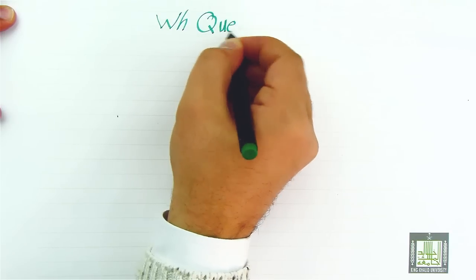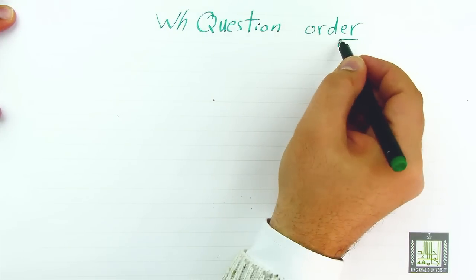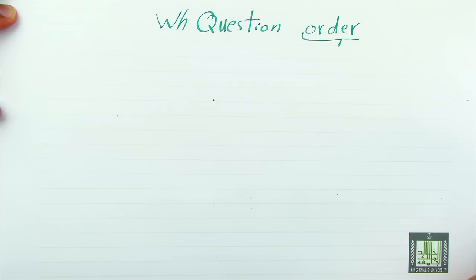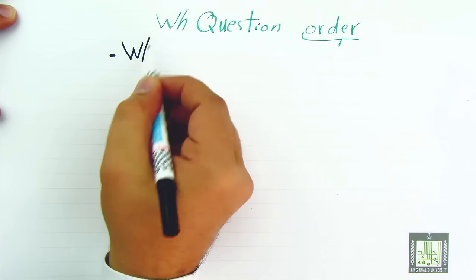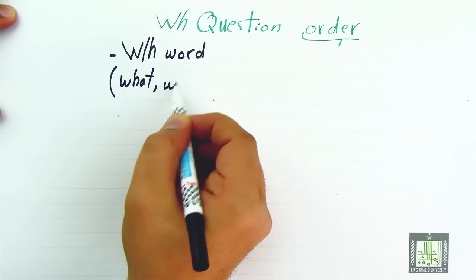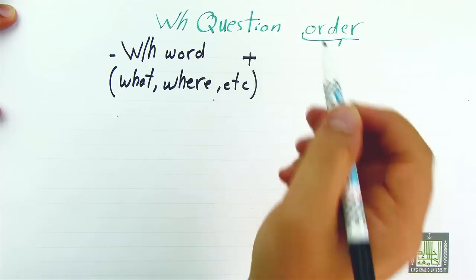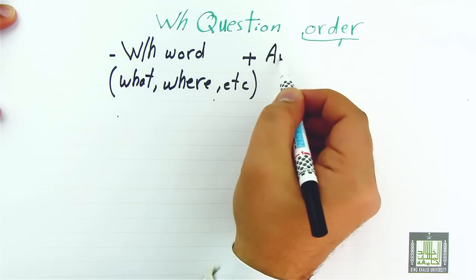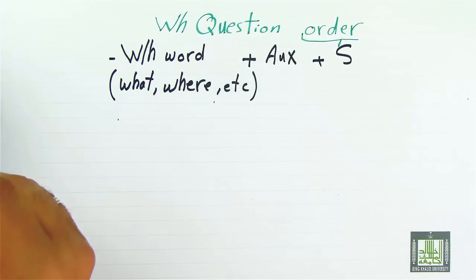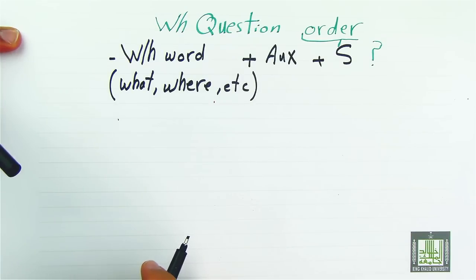WH question order. This means how words come together to form a correctly, grammatically correct question. First, we start with the WH word, which could be what, where, etc., or any other WH word. Then we have number two, after WH word, we have the auxiliary verb, and then we have the subject, and after that we end the question with a question mark to indicate that this is a question.